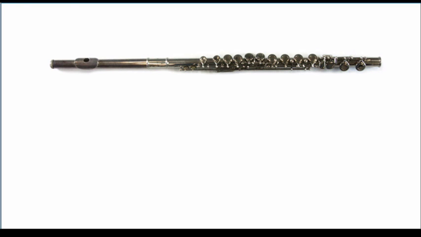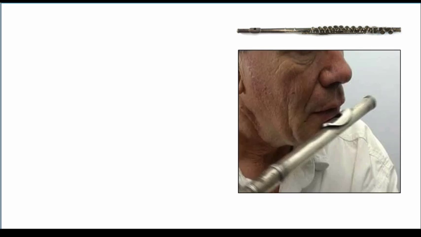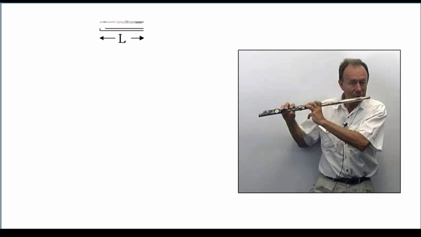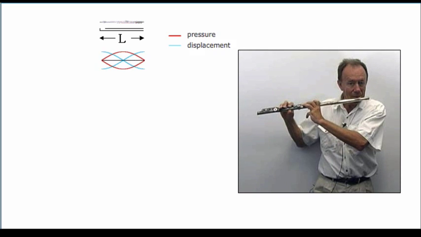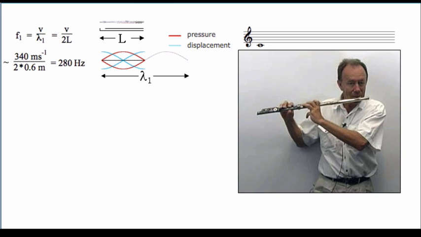Let's look at sine waves in pipes. A flute is approximately cylindrical and open at both ends. Let's keep all the keys closed, so we have a pipe about 60 centimeters long, open to the atmosphere at both ends. So we have pressure nodes at both ends and displacement antinodes at both ends. The longest possible wavelength is twice the length of the pipe, so the lowest note is about C4, middle C, and the allowed mode diagrams look like this.